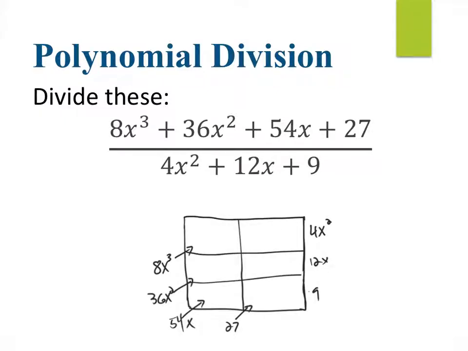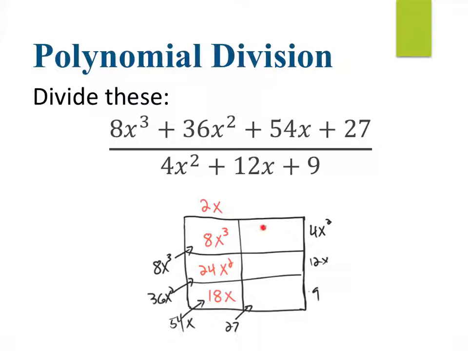All right, so now that I've got my setup going, I'm going to start again in this top right corner, 8x cubed. Something times 4x squared, so I know 2 times 4 is 8. X times x squared is x cubed. So now I get to fill in the rest of this whole row. I get to fill the rest of this in for absolute free. So 2x times 12x is 24x squared. 2x times 9 is 18x. Beautiful.